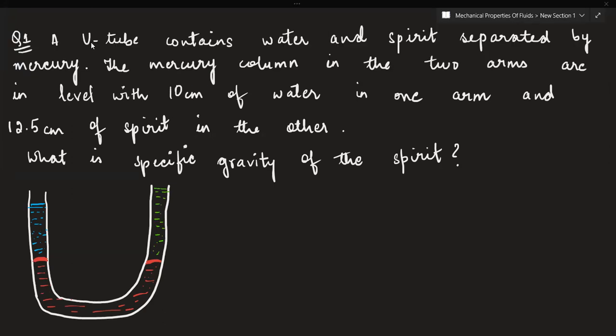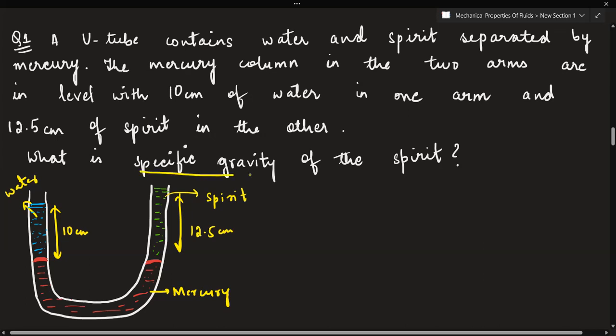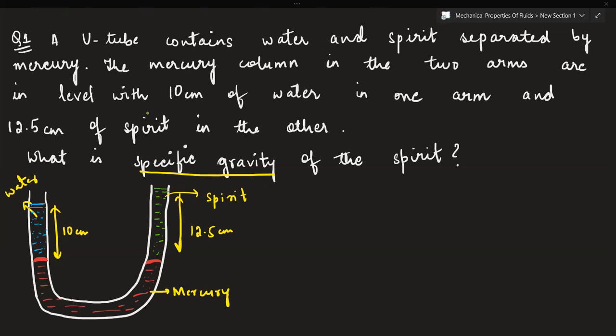See, the question says, if this is mercury, then this mercury has separated the water column and the spirit. So the length of the water column is given, I think, 10 centimeters. This is water, and this is the spirit, and the length of this is given as 12.5. So this is the question, and you have to find out the specific gravity. So we have discussed what is specific gravity. Just try this. Okay, ma'am.